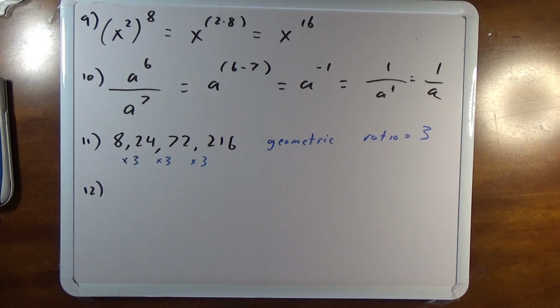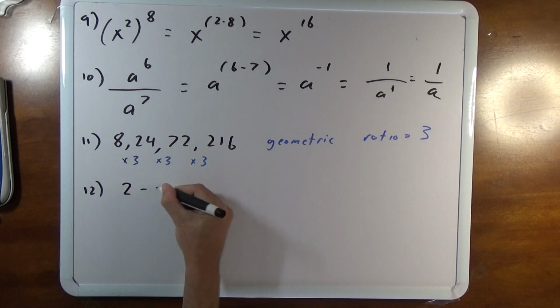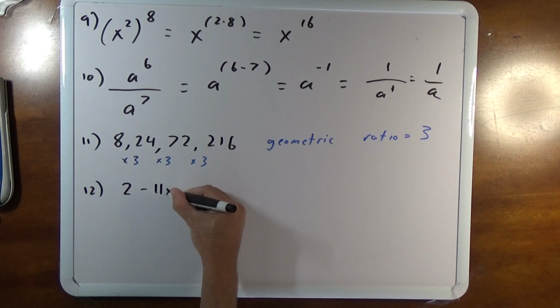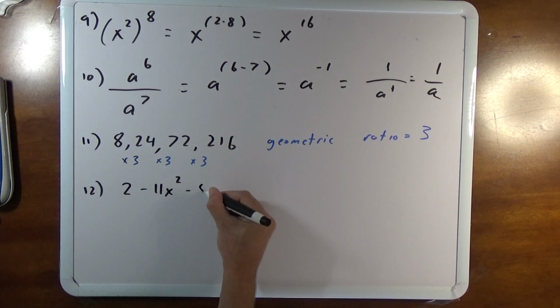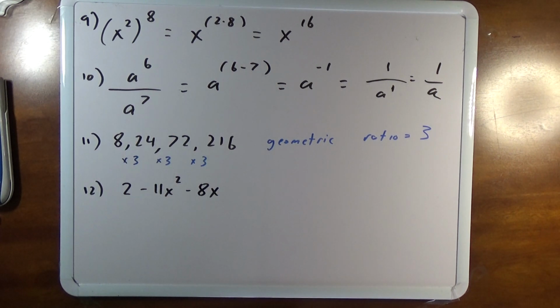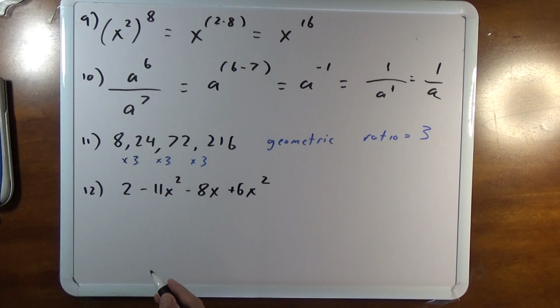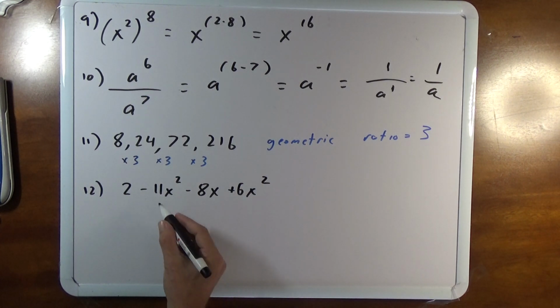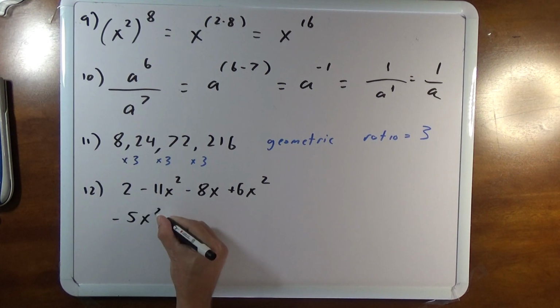It says write the polynomial in standard form, then name it based on its degree and number of terms. So as written it is 2 minus 11x squared minus 8x plus 6x squared. So first I'm going to combine. So this is negative 11x squared plus 6x squared, which is negative 5x squared.